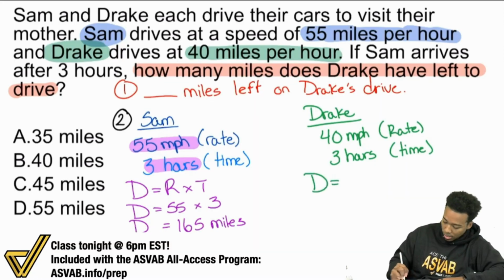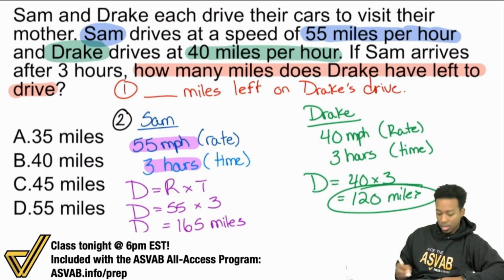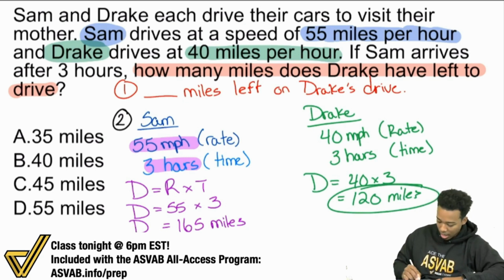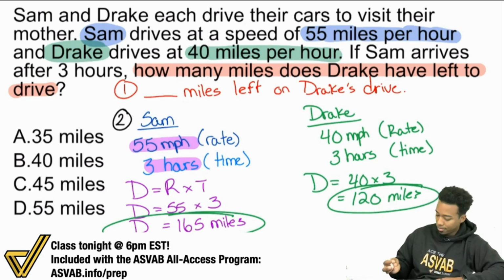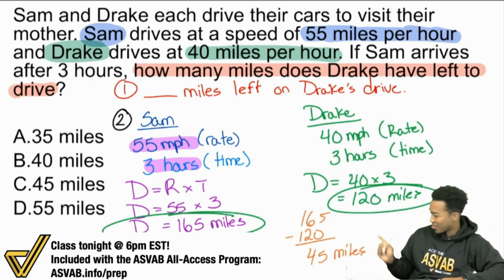So distance equals 40 times 3, rate times time. That's going to give us 120 miles. And so this is how far Drake has gone. This is how far Sam has gone. And Sam arrived. And so to get this done, booyah, 165 miles minus 120 miles. That's going to give us 45 miles right there. Booyah. And that's how we can get C.